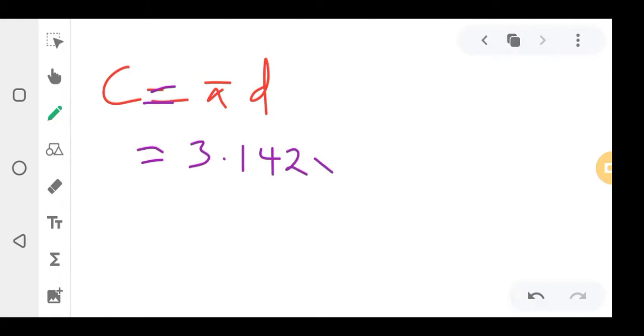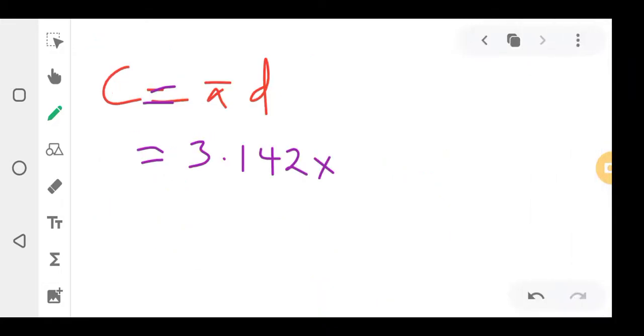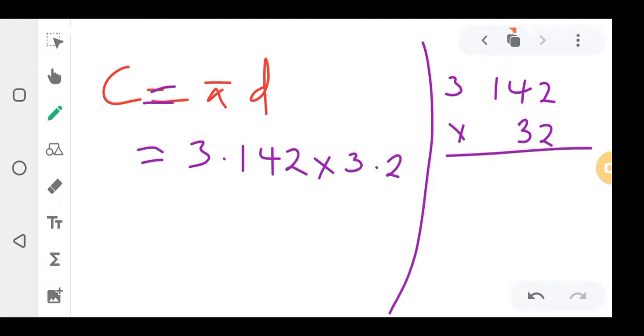So you come here on this pi, you put 3.142 times the diameter. The diameter, according to the question, is 3.2. Okay? So the diameter there is 3.2. So times 3.2. And then you multiply those two. Roughly here you do a rough calculation. So you say 3.142, you multiply it by 32. Roughly this side where there is a sub calculation.